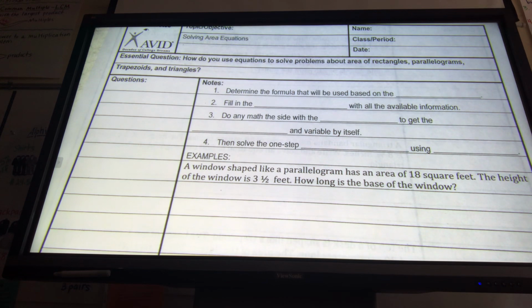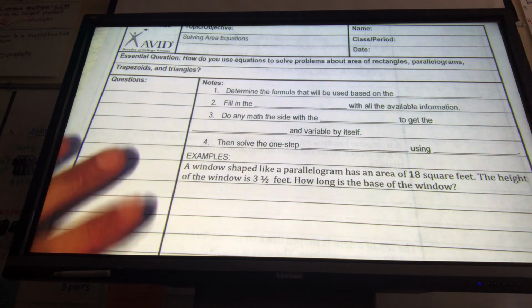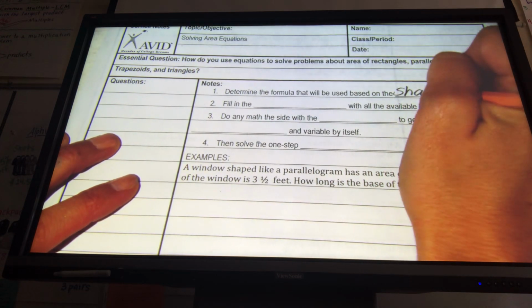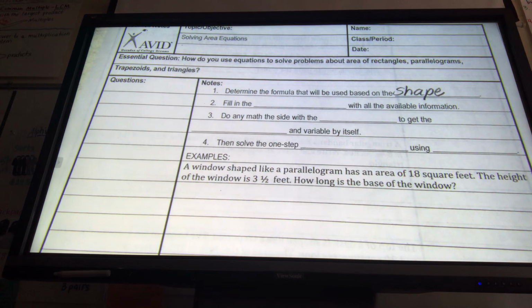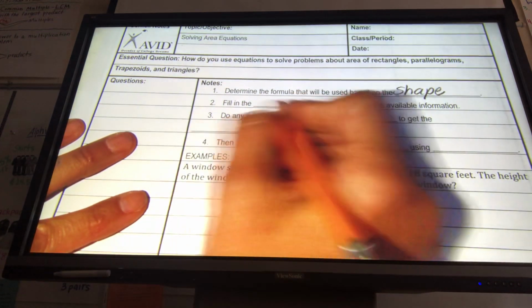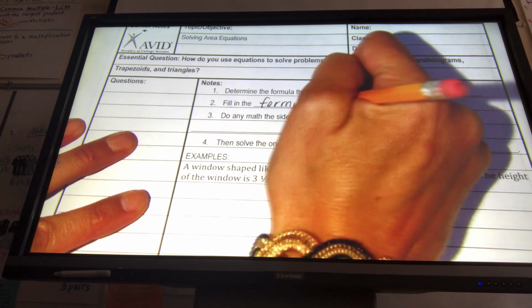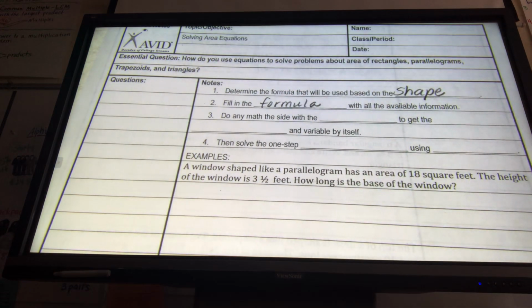First thing, number one, determine the formula that will be used based on the shape. In the problem, it's going to state what shape you're using. Then, once you know that shape, you want to write down the formula and fill in the formula with all the available information.